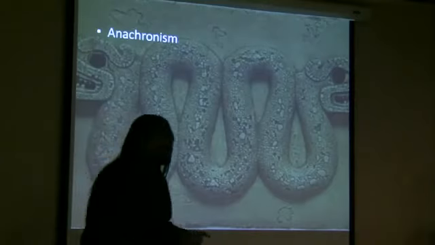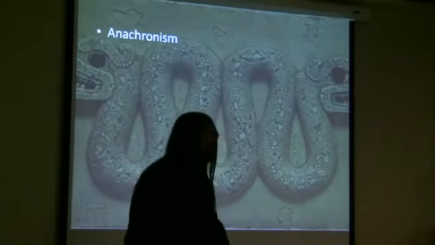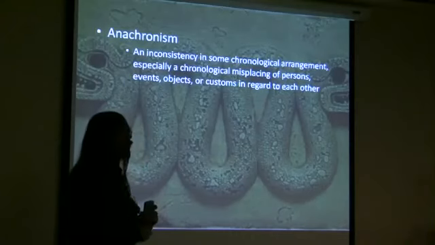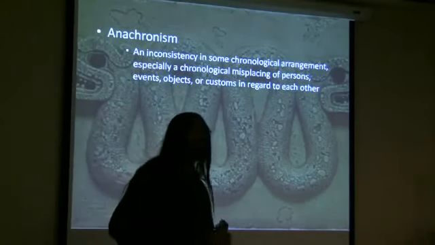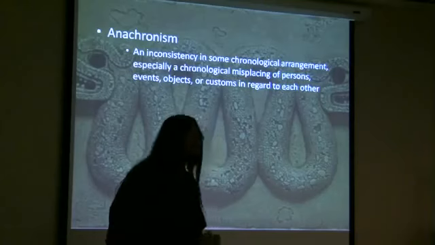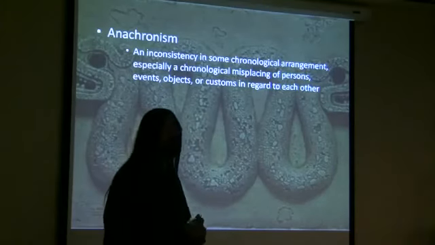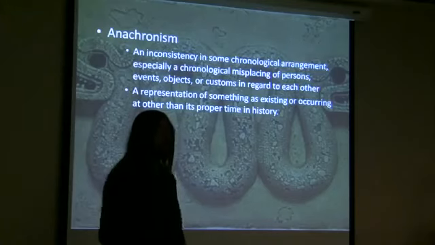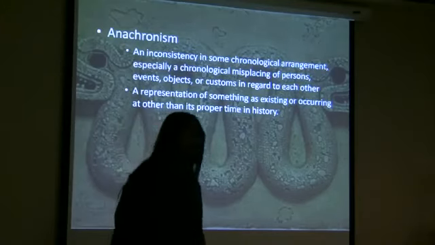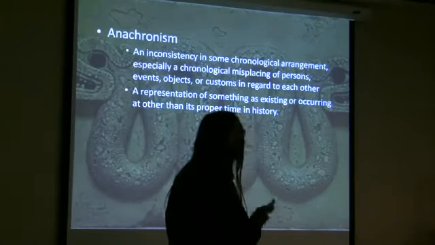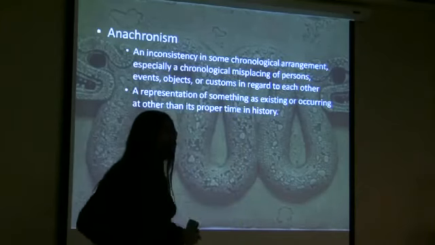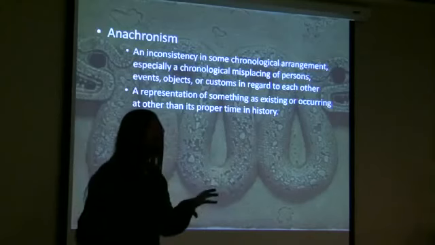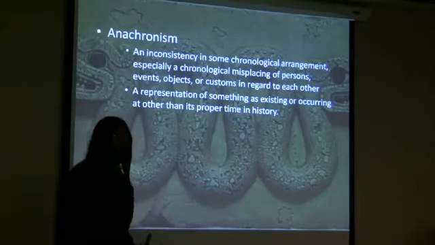There's two terms I'm going to introduce to you. The first term is anachronism. An anachronism is an inconsistency in some chronological arrangement, especially a chronological misplacing of persons, events, objects, or customs in regard to each other. You could think of an anachronism as a representation of something existing or occurring other than its proper time in history. So we have this accepted model of how our humanity went. Anything that deviates from that model, we term an anachronism.